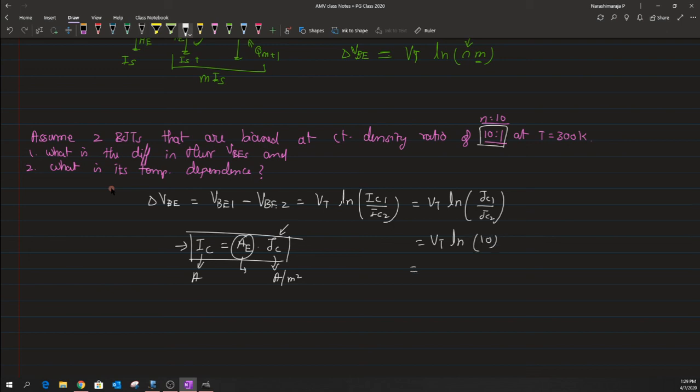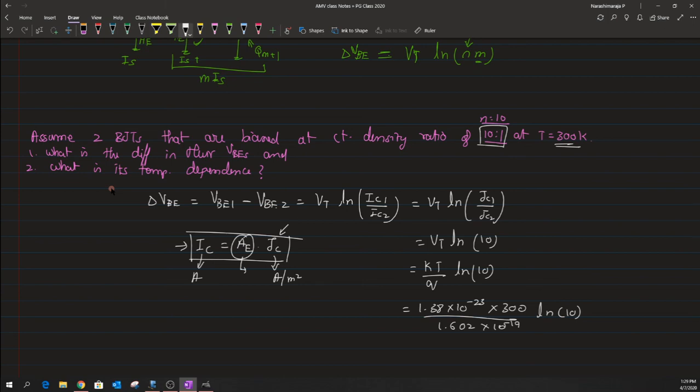Now one could also expand this Vt term as kT by q times ln of 10, and writing the values, k is 1.38 into 10 to the power minus 23, and the temperature at which we are operating is basically 300 Kelvin. So let me write it as 300 divided by the charge of electron, which is 1.602 into 10 to the power minus 19. And the whole of these things has to be multiplied with ln of 10.